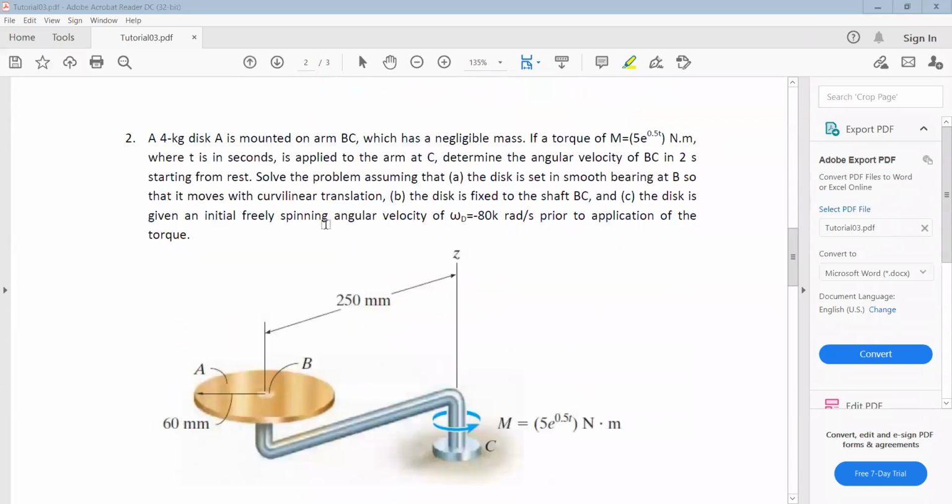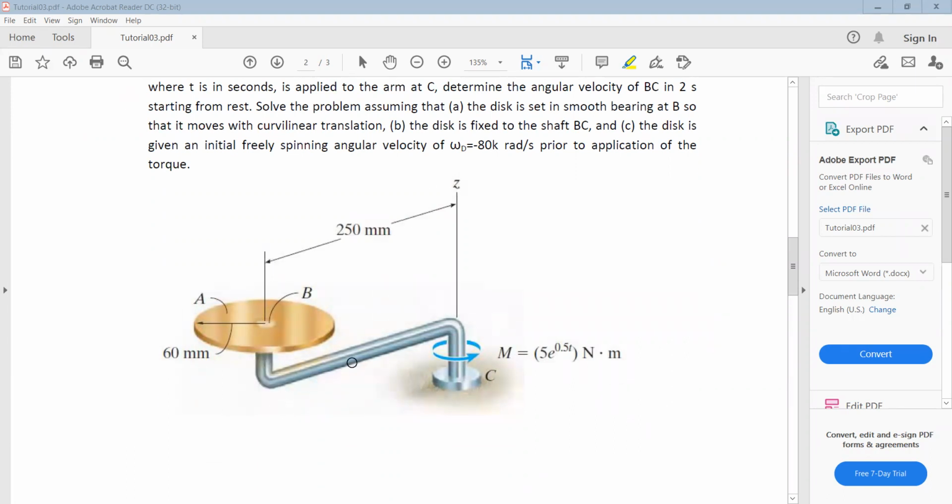The next problem, we have a 4-kilogram disc A mounted on arm BC, which has a negligible mass. So in this structure, this arm, in fact, has a negligible mass, and we only consider this disc in our calculations. Determine the angular velocity of BC.